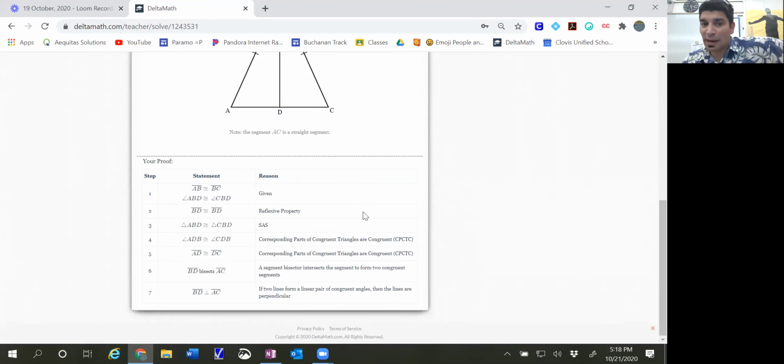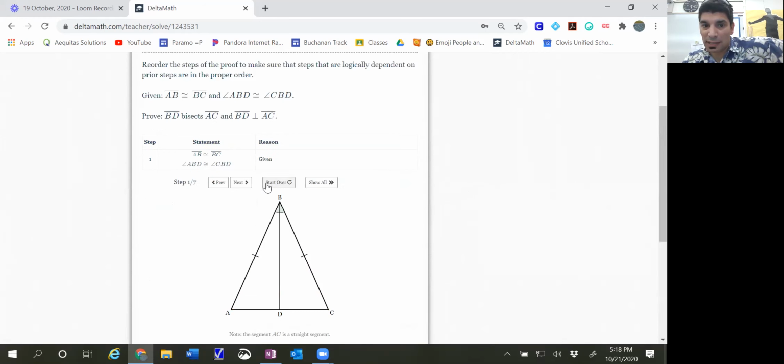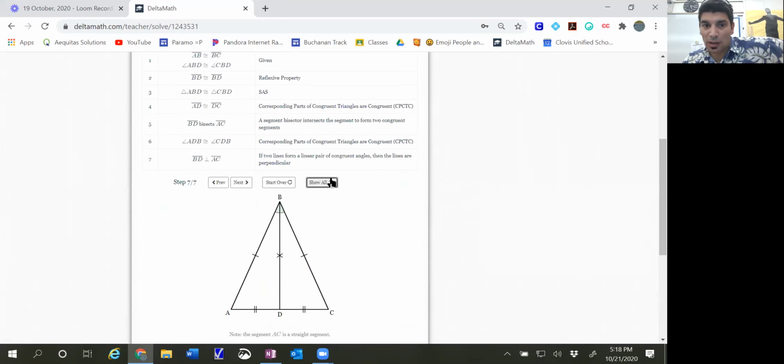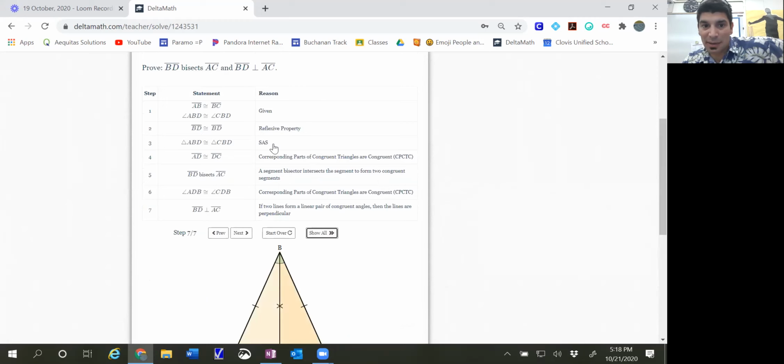And I'm wondering right now, if this is my proof, let's go and show all. Let's see what Mr. Delta Math did. They went side angle side, then these, then bisects, then corresponding parts, then the angles and the perpendiculars. So keep in mind, there are more than one acceptable answers for these, but certain things have to follow as you go.